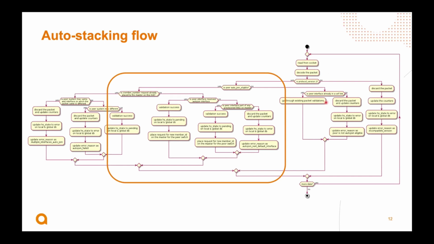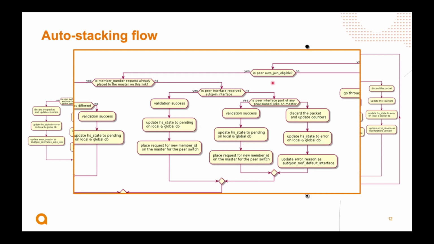So let's zoom in and enhance here. So here we have, is peer auto join eligible? If the answer is yes, then we have another decision point. Is a member number request already placed to the master or the conductor on this link? So we discovered a peer, and now we have to determine, have we already generated a member ID for this peer that we've discovered? If the answer is yes, then that means we've already added its configuration and member ID on the conductor. So it has rebooted to join the stack, and this is the point where it is now synchronizing its configuration with the conductor.